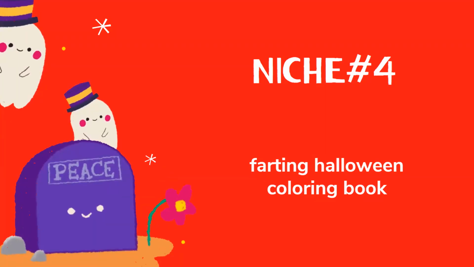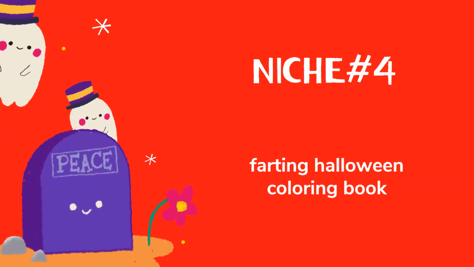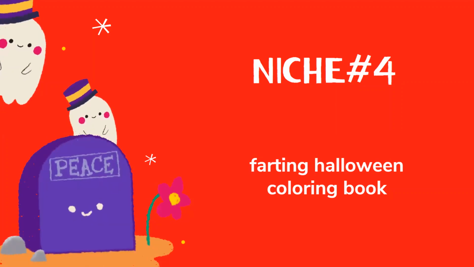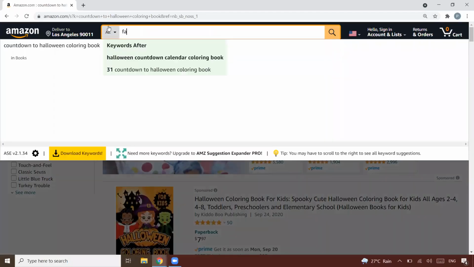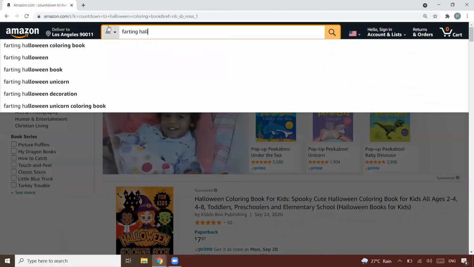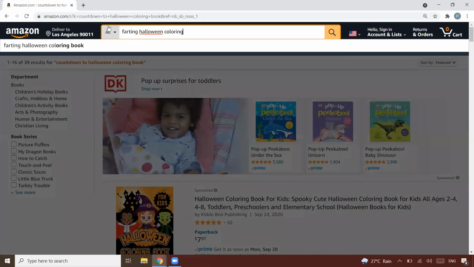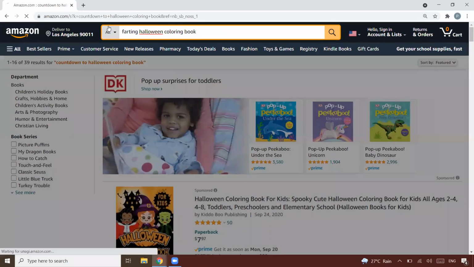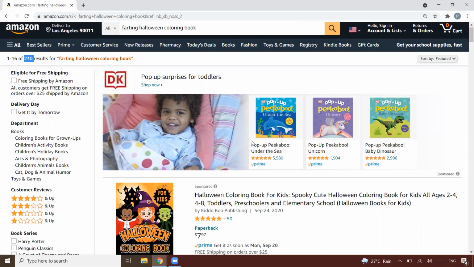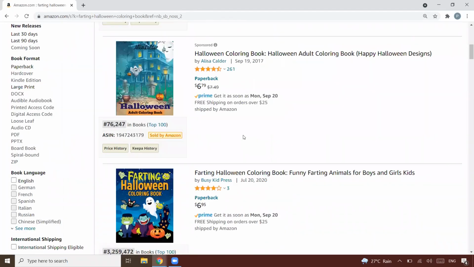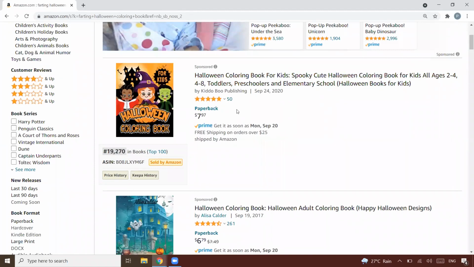And niche number 4 is also a candidate of coloring book, and this one is a farting Halloween coloring book. Sounds interesting, right? So let's take a look at this farting Halloween coloring book. Okay. And once again, this is a very low competition book having just around 230 results. People are running ads, and I guess this is the same book.